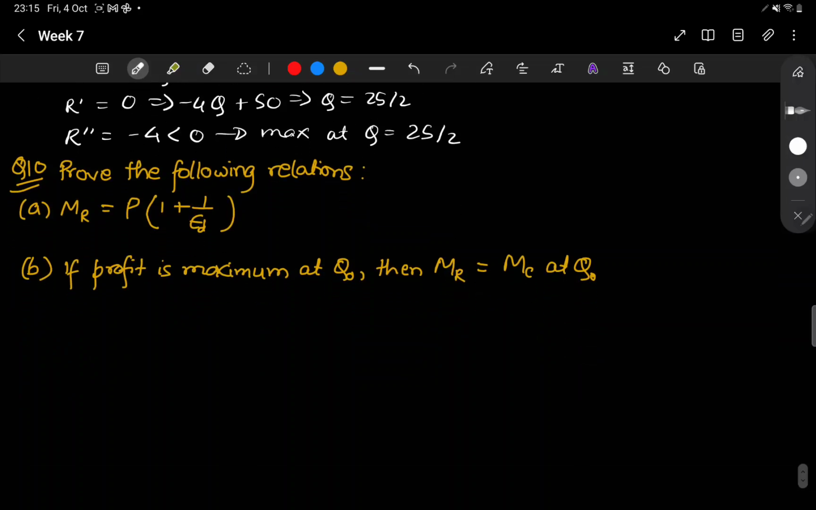Finally, the last question for the day, question number 10. Prove the following relations. So marginal revenue as a function of the elasticity of demand, and the demand function. And part B is, if profit is maximum at Q naught, then we need to show that the marginal revenue is the same as marginal cost at Q naught.